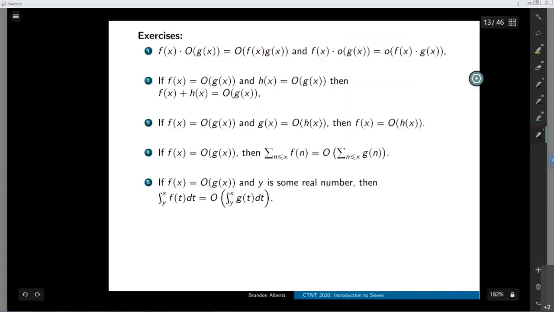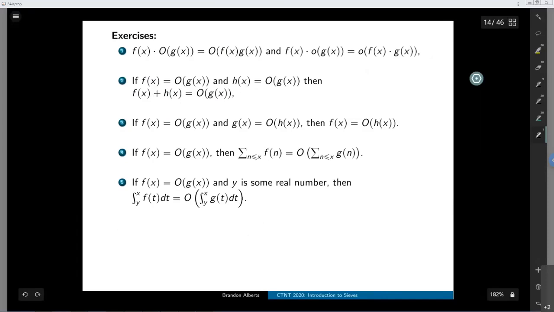All right. Now, the last thing in this section, I have a slide here. It's got a bunch of exercises on it. All these exercises are stated again in the problem set. If you haven't seen big O or little o notation before, I highly recommend you do these exercises. They really help you wrap your head around what's going on with the big O and little o.